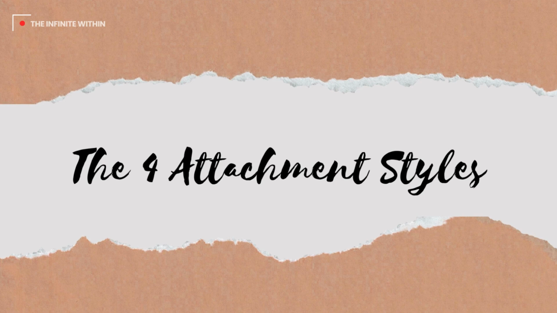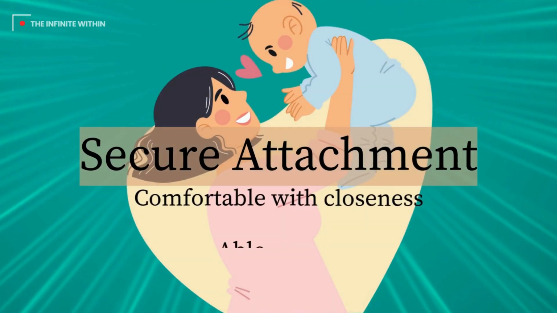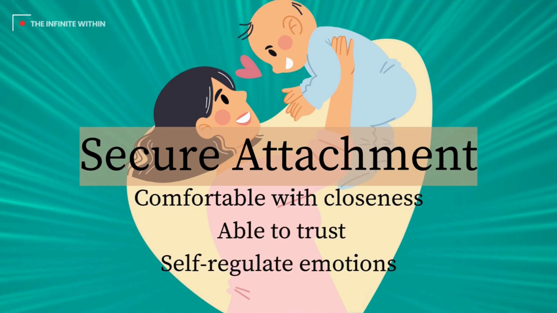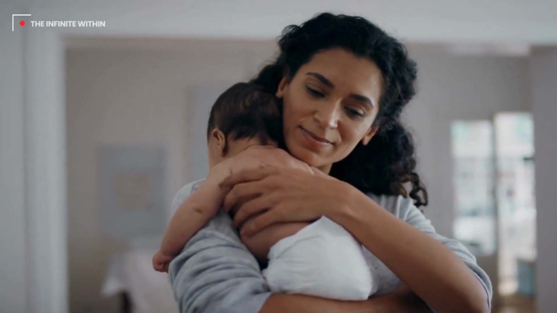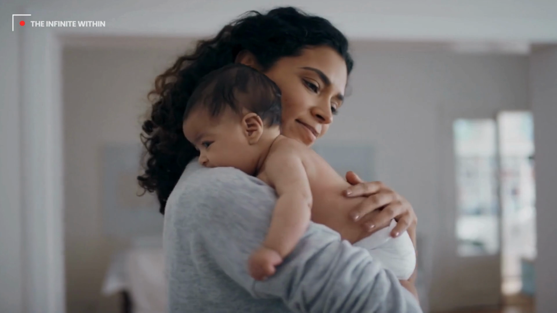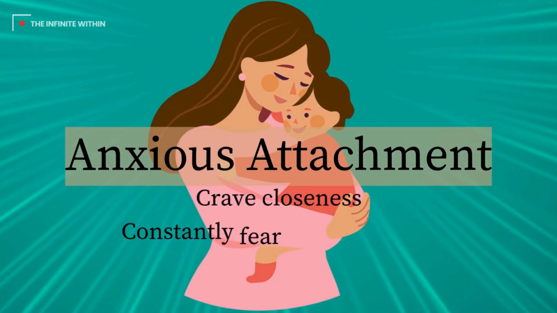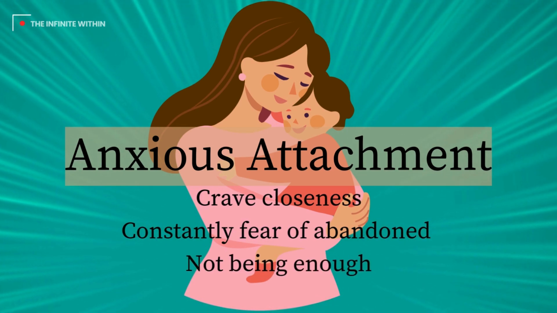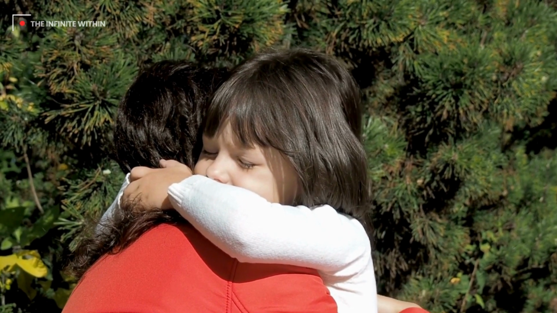Let's look at the 4 attachment styles. Secure attachment: comfortable with closeness, able to trust, and can self-regulate emotions. These individuals had caregivers who were consistently responsive and nurturing. Anxious attachment: crave closeness but constantly fear being abandoned or not being enough. Often develops from inconsistent caregiving, sometimes loving, sometimes neglectful.